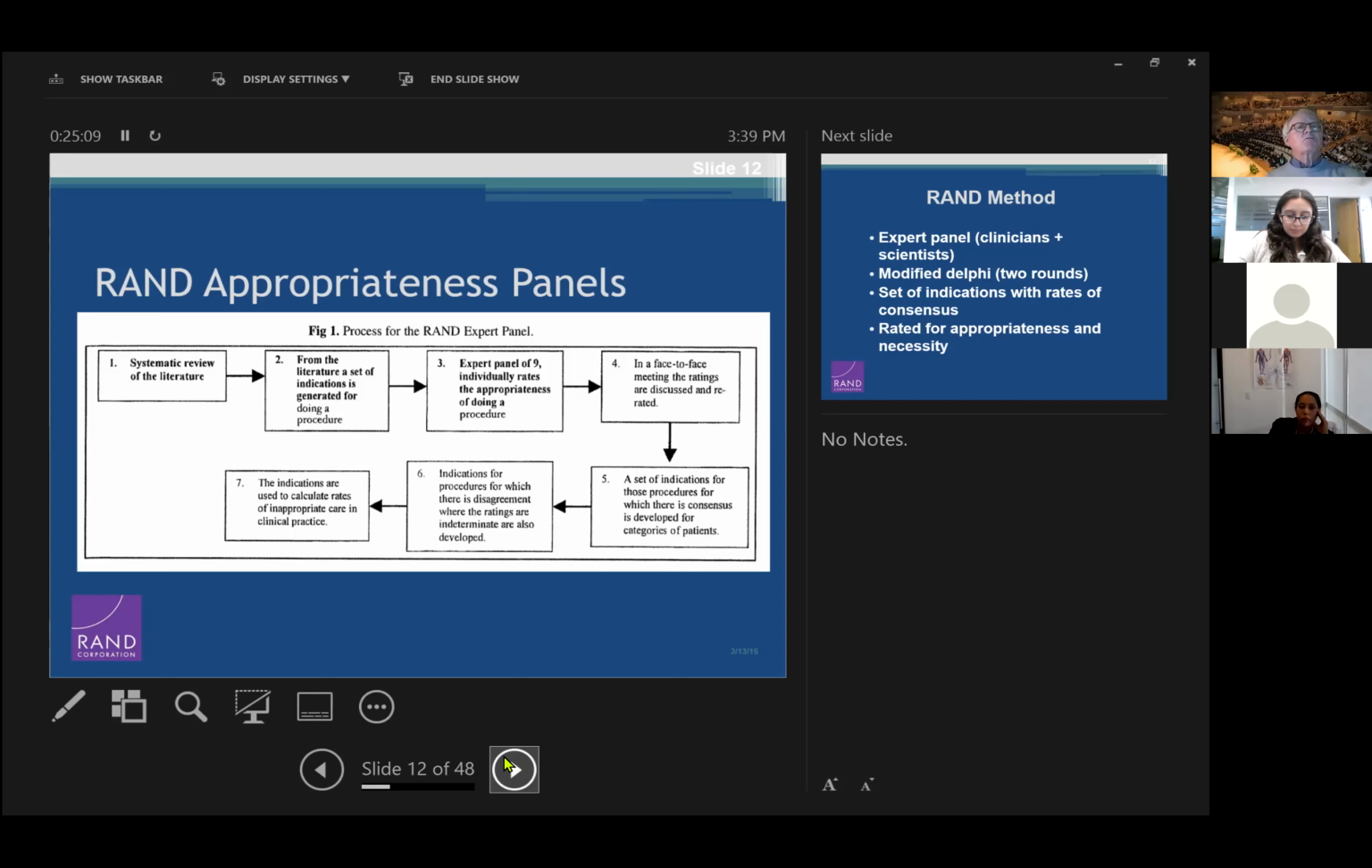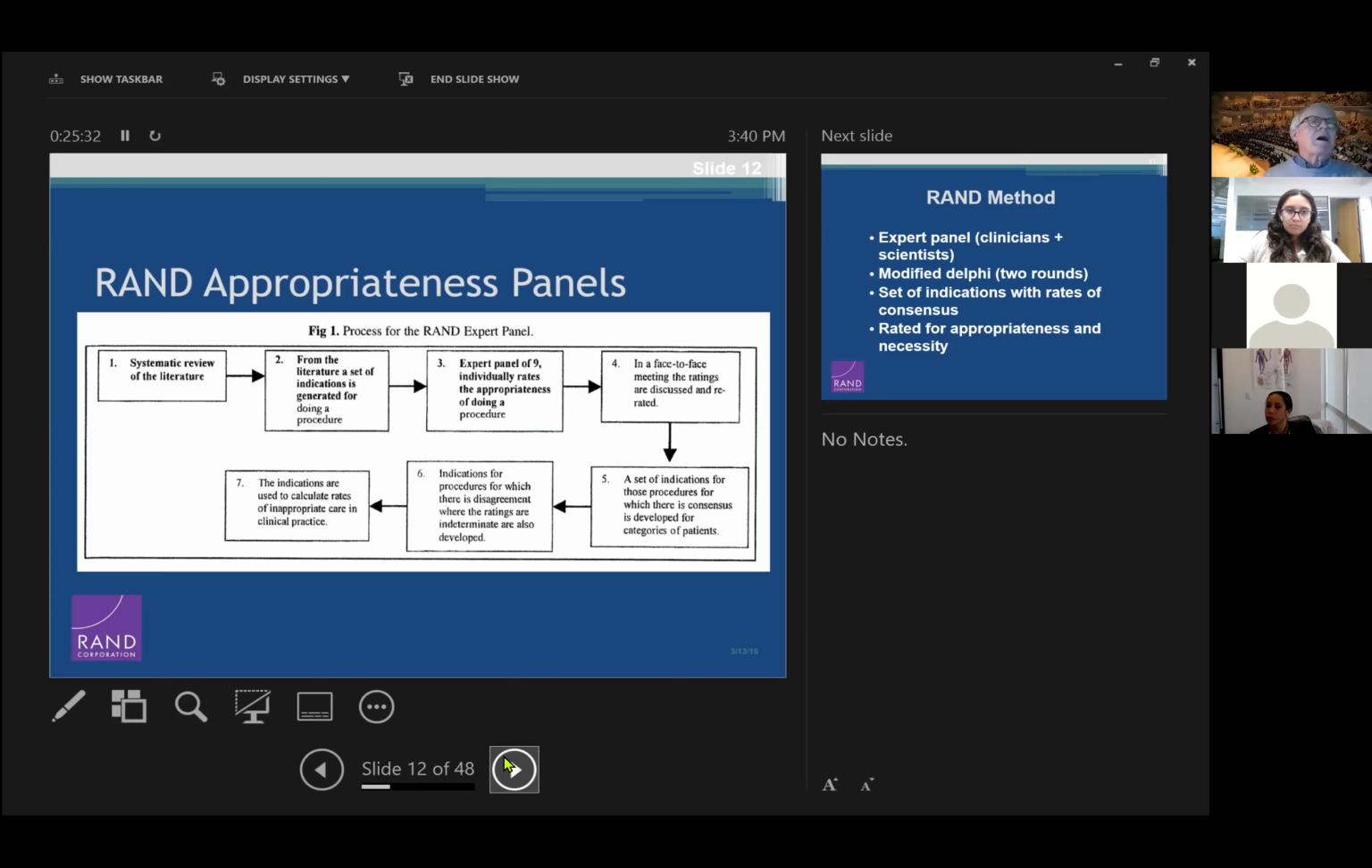We then go out to a practice. We pull the patient files. We try to find the patients who had that diagnosis or that problem or that health issue. We look at what was done to them, and then we score about whether it was appropriate or not according to those indications. And over a large sample, we can calculate the rate of inappropriate care.